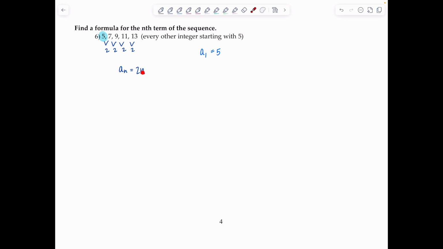Right now, if I plug in 1 for n, I wouldn't get 5. I'd get 2 times 1, which is 2. So how much am I off by? How can I get from 2 to 5? I would need to add 3. And then just check that that works for the other terms.